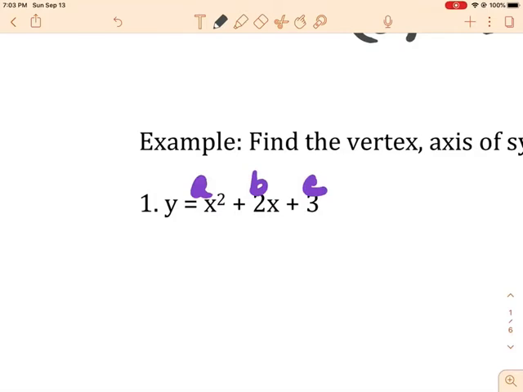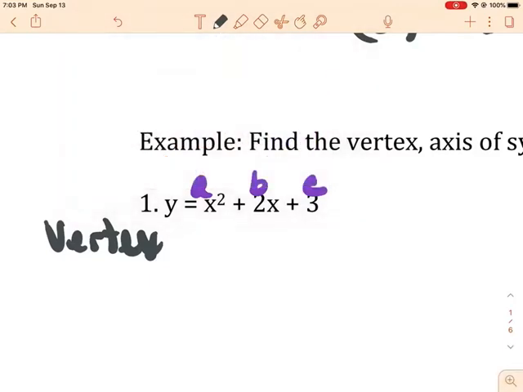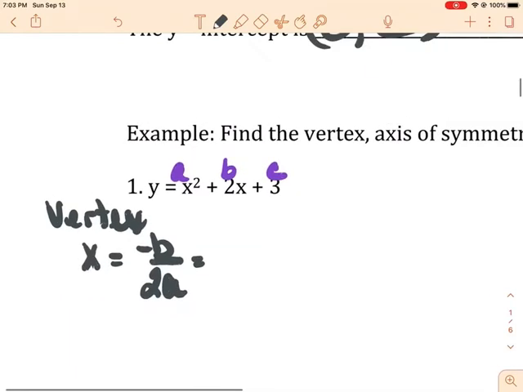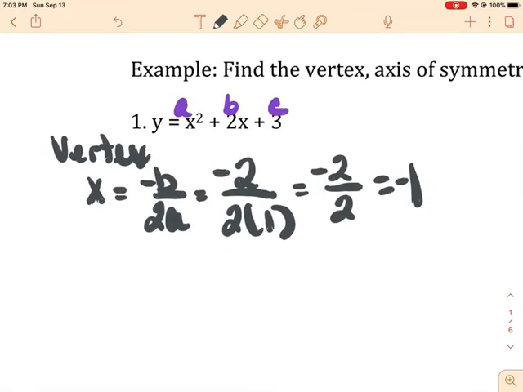Okay, so we're going to find the x-coordinate of our vertex. All right, so our x-coordinate of vertex, x equals negative b over 2a. So, all right, so opposite of 2 or negative 2 over 2 times 1, which is negative 2 over 2, which is negative 1.